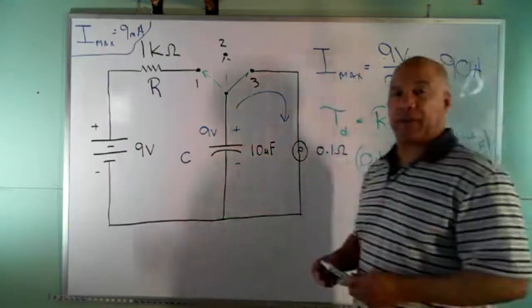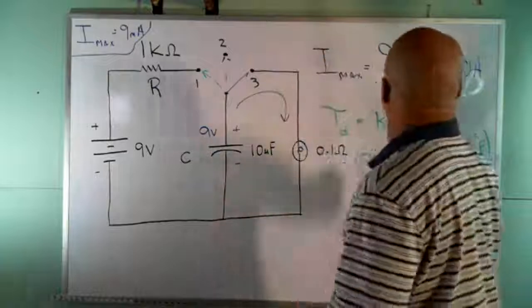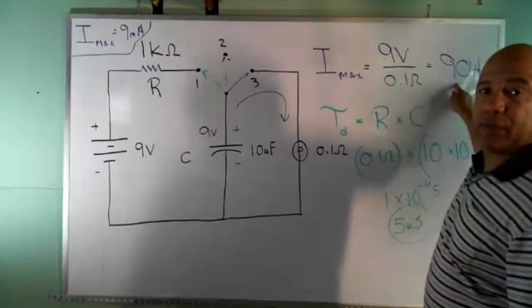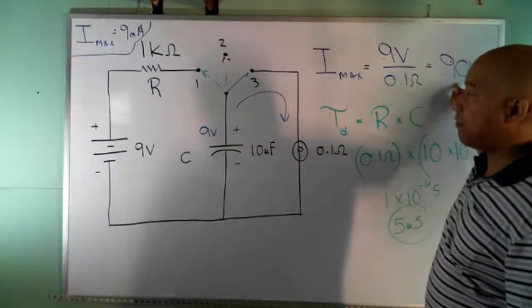So who can tell me what the trade-off is here? Why were we able to get a huge amount of current out of this little capacitor? What's the trade-off?